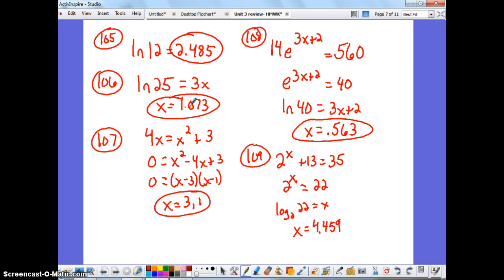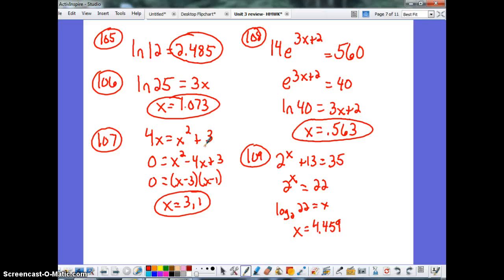107, you just set the 4x equal to the x squared plus 3. This is just the 1-to-1 property. Whenever you have an x squared, you always want to set it equal to 0 to solve. So you subtract your 4x, factor it, x minus 3, x minus 1. You get x is 3 and 1 for your two answers there for number 107.